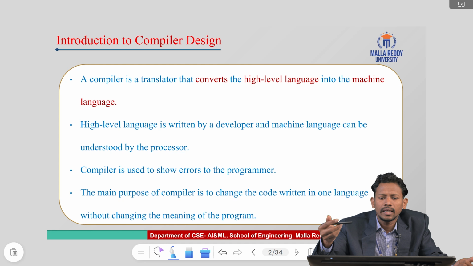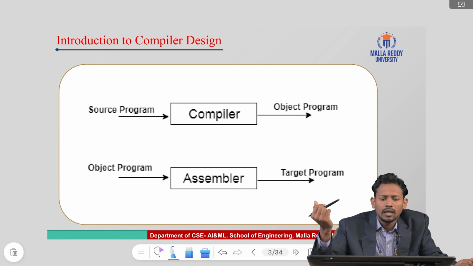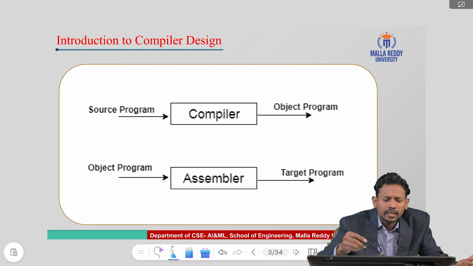The main purpose of the compiler is to change the code written in one language without changing the meaning of the program. Let us see the block diagram of the compilers. Compilers take the source program as the input and give the object program as the output. The object program can be taken as input by the assembler, and it converts it into pure machine-level language code that we call the target program. The target program is understandable to the processor: zeros and ones, that is, machine-level language.